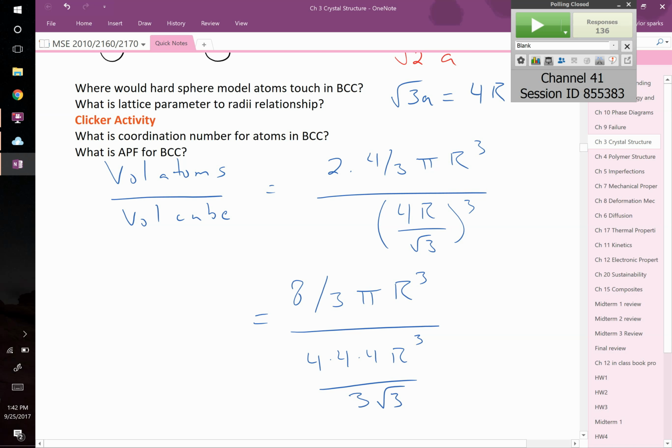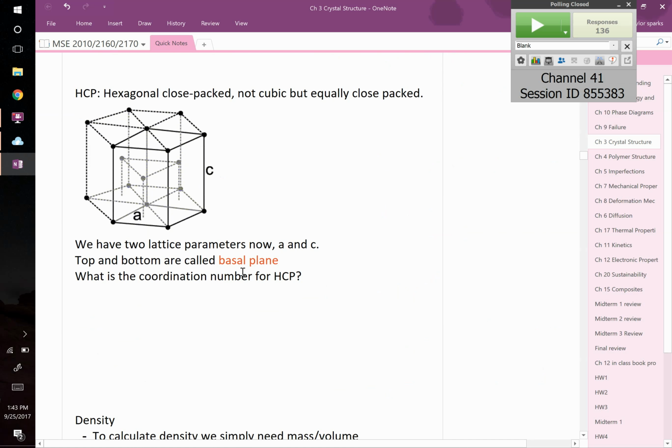Okay? When I simplify that, I'm just going to punch in my calculator. 8 divided by 3 times pi. The r cubed are clearly going to cancel out. This is now divided by 4 cubed divided by 3 square root of 3. And I come up with 0.680175, right? Or in other words, it's 68% dense. Okay, we are at time, so next class we'll pick up and talk about hexagonal close packed and get to theoretical density.